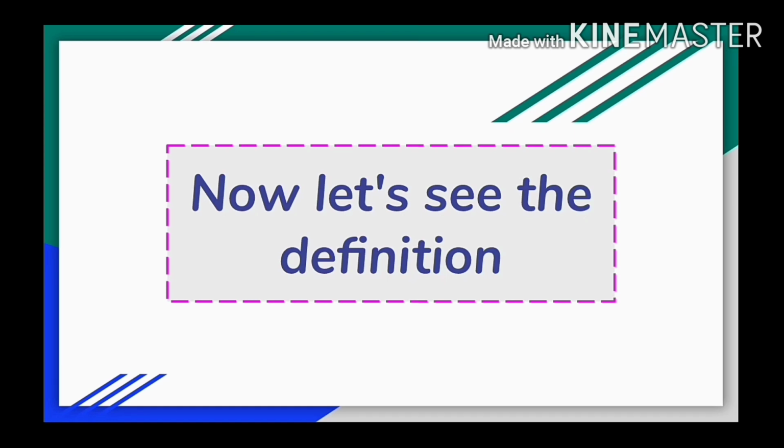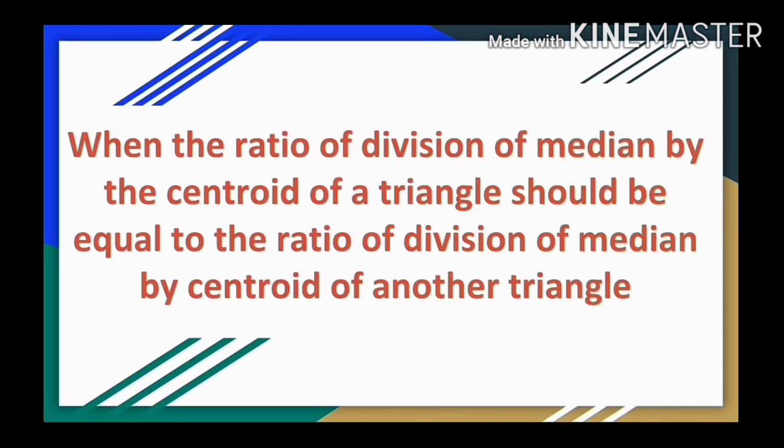So now let's see the definition. You can understand clearly. The ratio of division of a median by the centroid of a triangle should be equal to the ratio of division of a median by the centroid of another triangle. I think you are still confused, so let me explain this definition with an example.